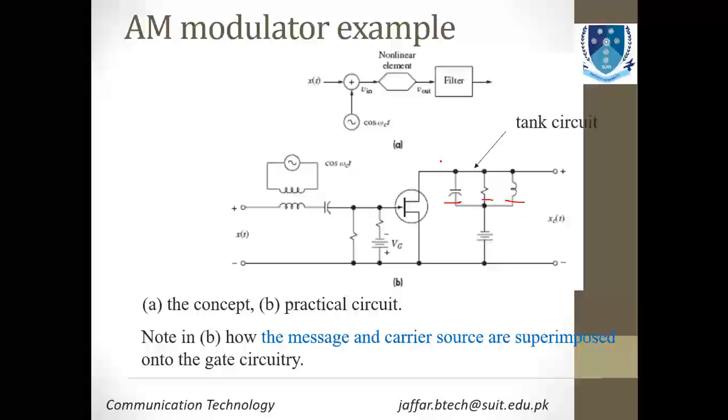So you note that in this B diagram, the message signal and the carrier source are superimposed onto the gateway circuitry, that is this kind of circuitry. So this will be the complete message that is basically modulated.